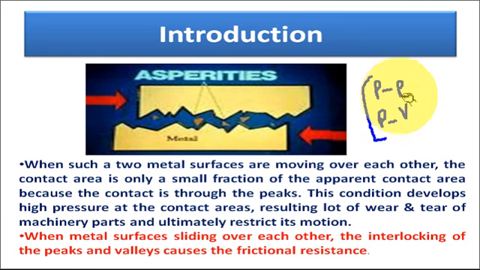Why? Because when the metal surfaces make peak to peak contact, high pressure is developed within smaller areas, so this will cause a lot of wear and tear of the machinery parts. If contact of two moving surfaces takes place peak to valley, this results in interlocking of the peaks and valleys, which ultimately causes frictional resistance. So this will cause a great problem to industrial machinery.